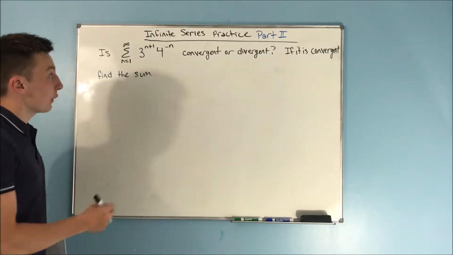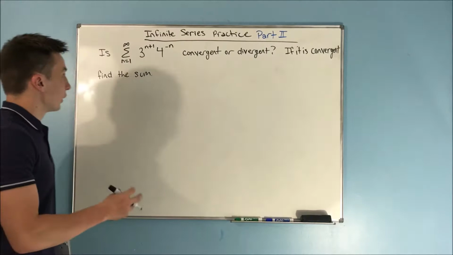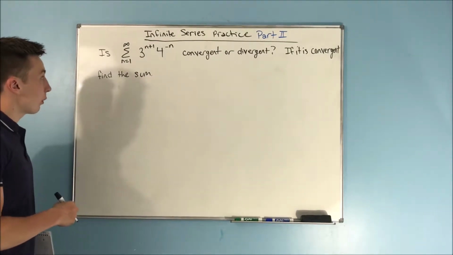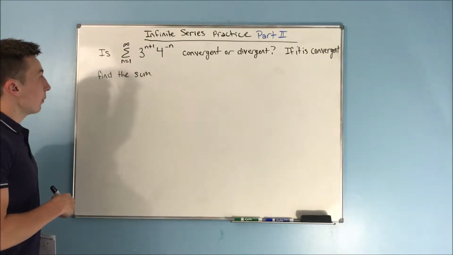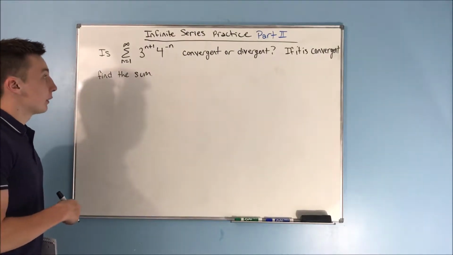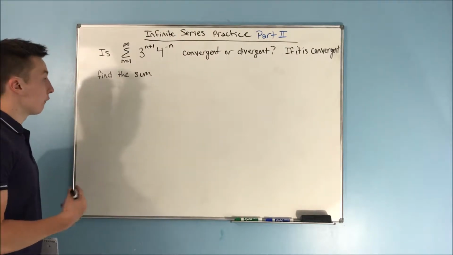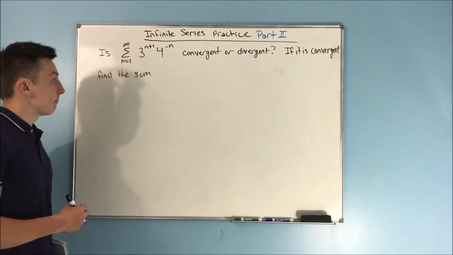Alright, so this video is going to be part 2 of our infinite series practice, okay? So we have a question up on the board here. Is the series the sum from n equals 1 to infinity of 3 to the n plus 1 times 4 to the negative n convergent or divergent? If it's convergent, then we're going to find the sum.